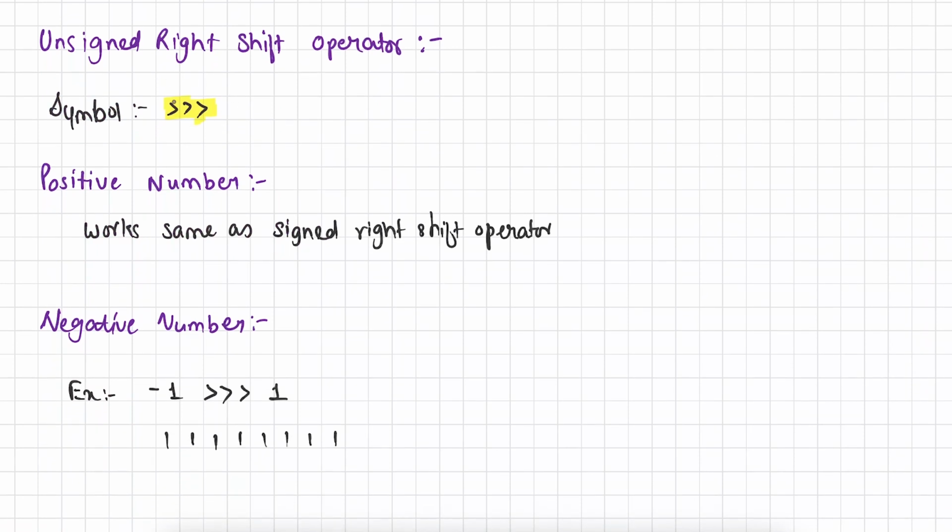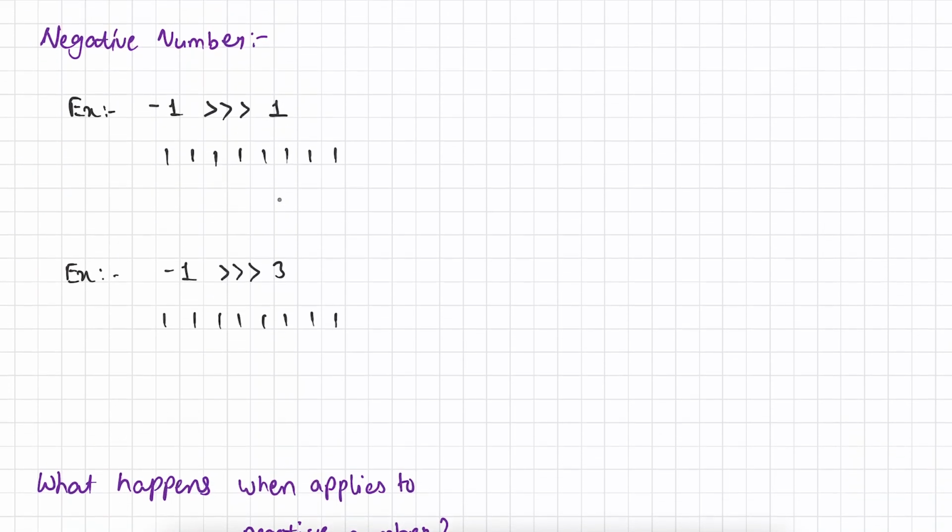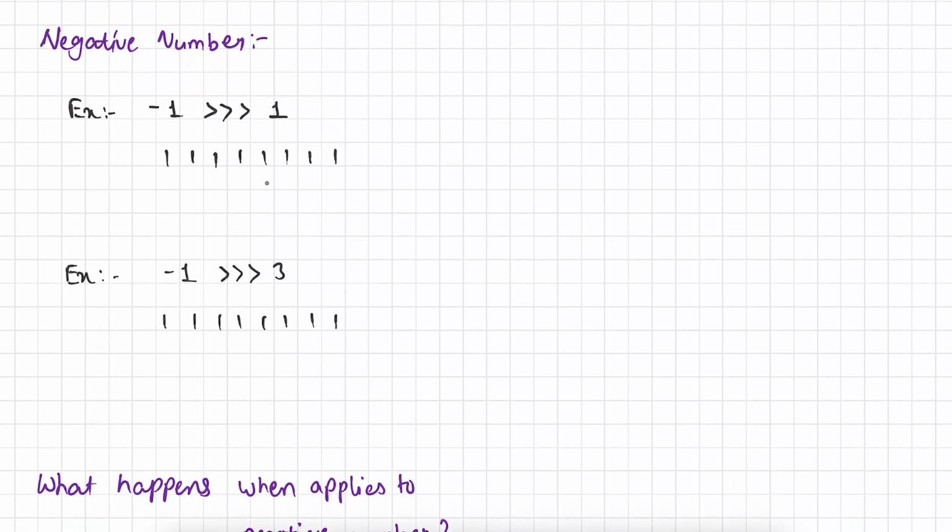Here, three right arrows pointing towards the right are used to represent the unsigned right shift operator. If I talk about positive numbers, it works exactly the same as the signed right shift operator, because in the leading bit we simply fill it with 0, right? So the actual difference comes when we talk about negative numbers. Let's see what happens when we apply the unsigned right shift operator on negative numbers.